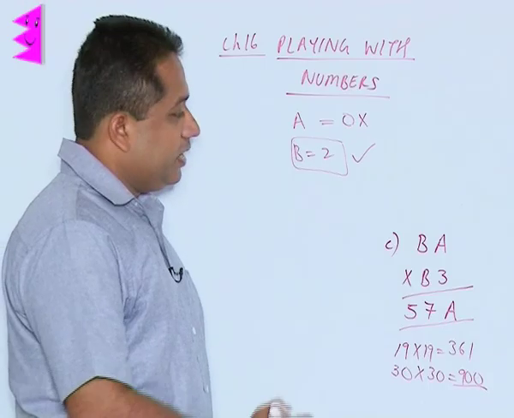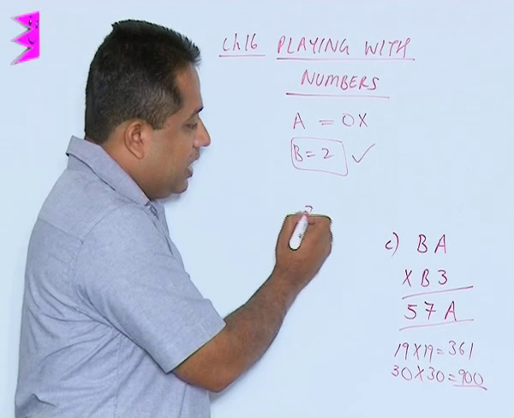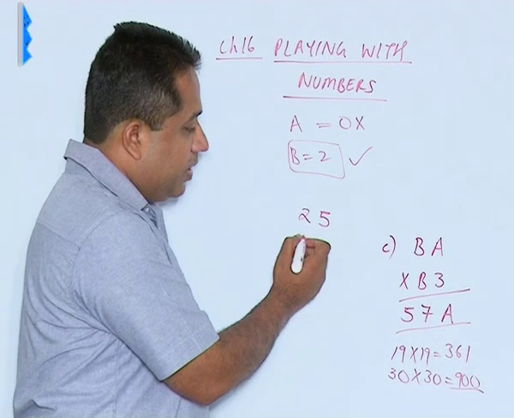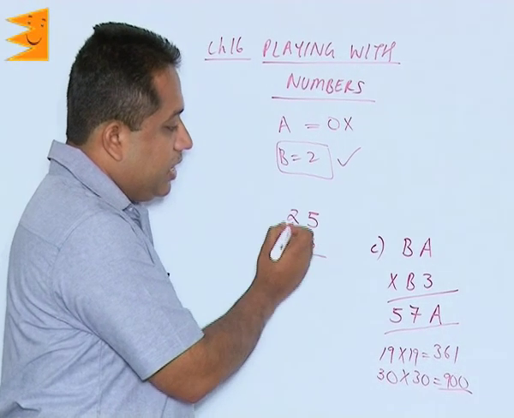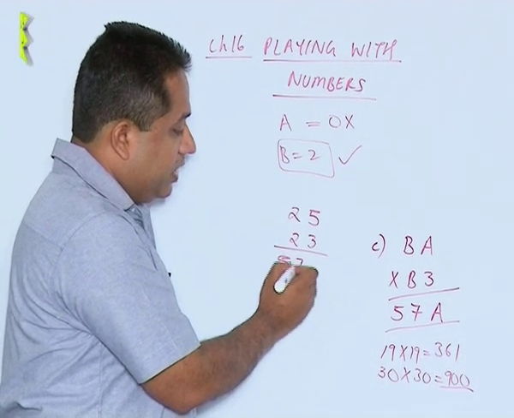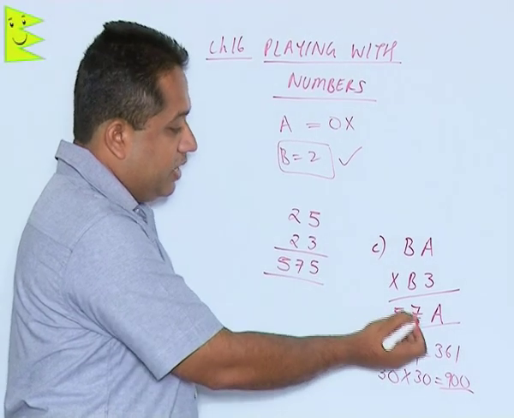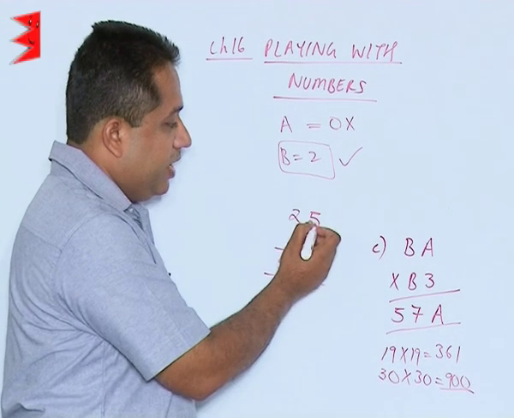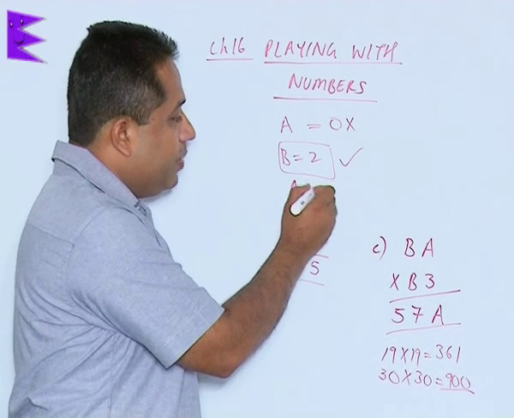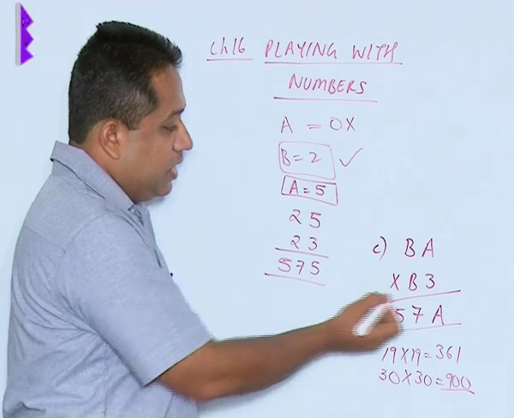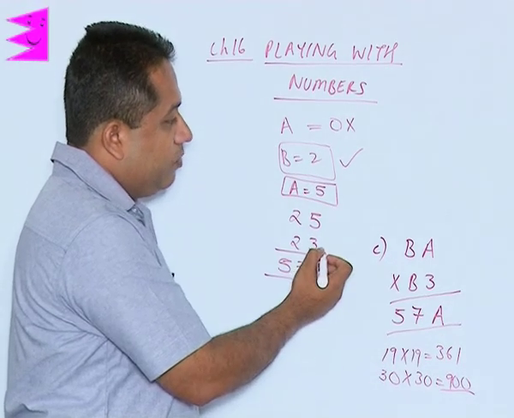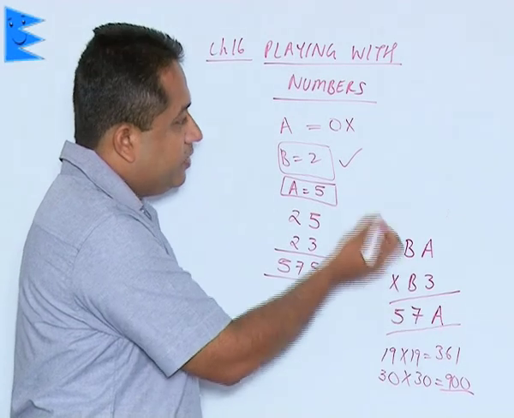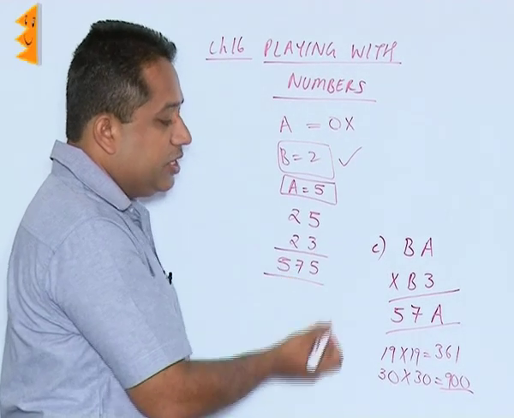Since we have identified the value of B as 2 and A as 5, we can write this as 25 and this is going to become 23. And when we multiply this, we are going to get 575, which is satisfying our equation here. So, the final answer is that A will be 5 and the value of B will be 2. So, A is 5 and B is 2. When I substitute, I am going to get the actual answer here. Otherwise, if I take A as 0, the condition is not satisfied.